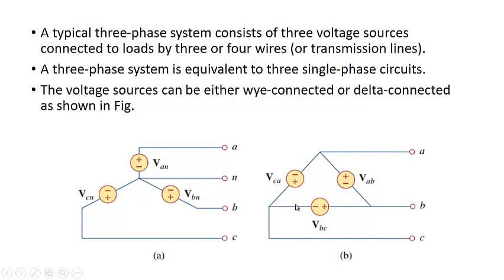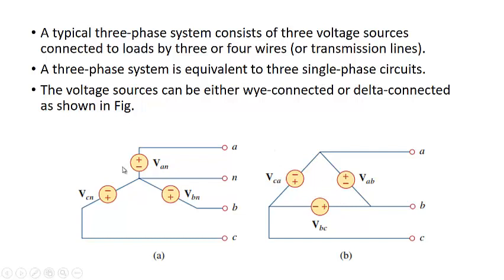The polarity should be like this. This plus has to be connected to this minus. We cannot connect this plus to this plus and this plus to this plus. In that case, it will be very problematic. It will result in a dead short circuit in this loop.